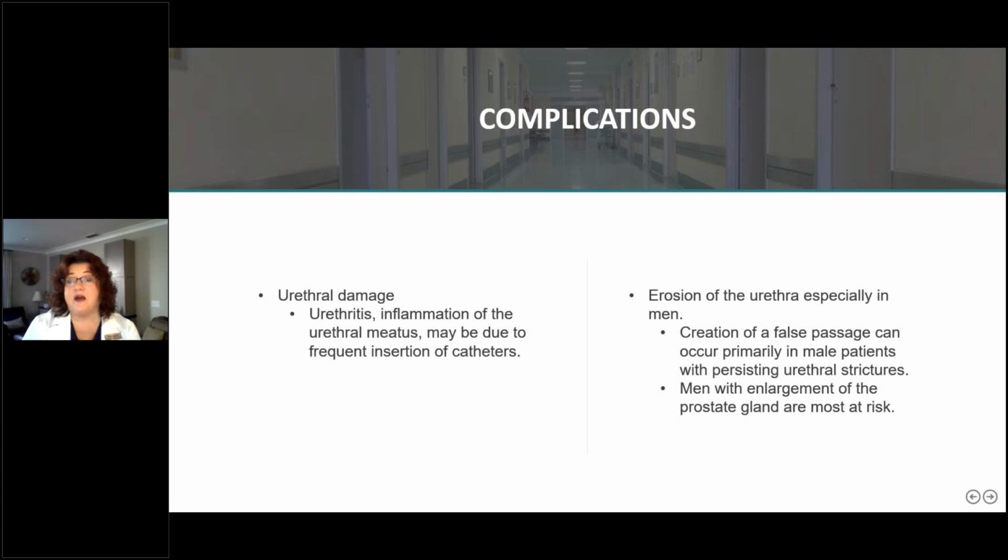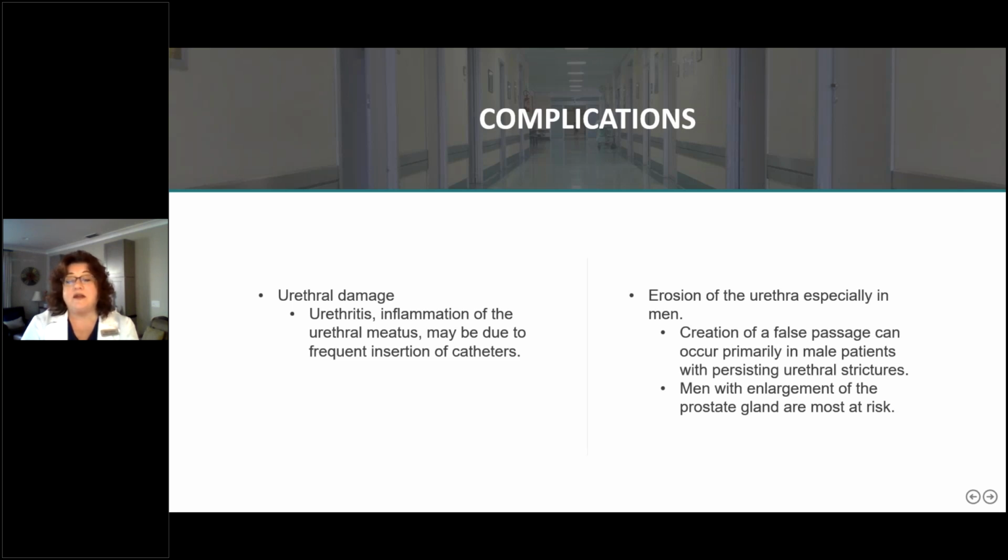Urethral damage, urethritis and inflammation of the urethral meatus. That can be due to frequent insertion of catheters, if they have to be changed all the time, or they are using intermittent catheterization. Erosion of the urethra, and I've seen that, I'm sure a lot of you have, where it's eroded all the way down. I've seen a penis that looked like it was completely sliced and opened up, and that is just from the erosion. There's false passages. I've seen that as well in men and women, mostly in the males, but I've seen it in females too.